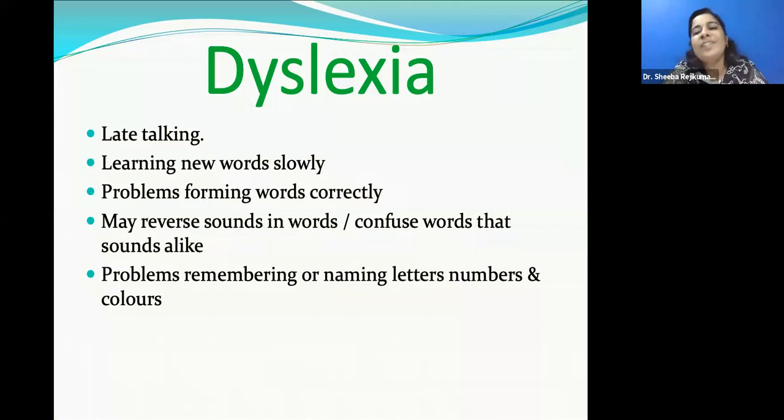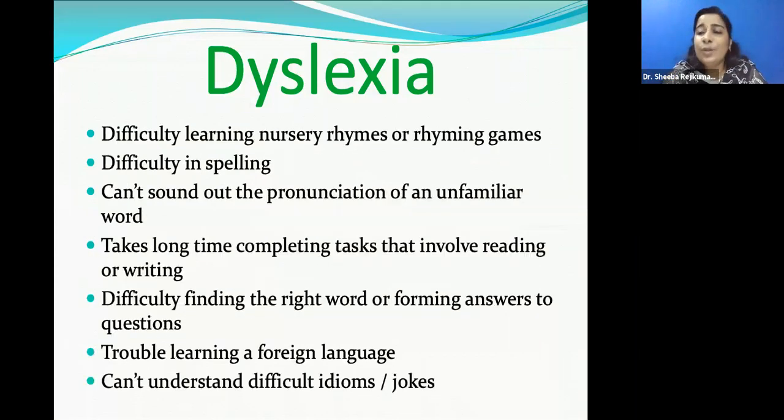So they may reverse sounds in words, confuse words that sound alike, and there will be problems remembering or naming letters, numbers, or colors. Also, in small kids, you can find a difficulty in learning nursery rhymes or rhyming games. They may not be used to it. There will be difficulty in spelling. Most of the time, the parents and teachers are getting frenzied because these people cannot write or spell correctly. How much time you waste to teach them the spelling, they'll be losing it. That's a problem with them.